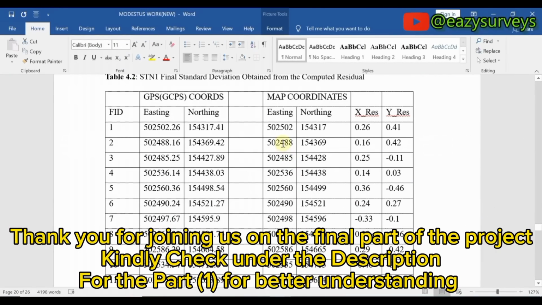So this is where I computed using Excel. On your Excel sheet, this is the GPS coordinate from ground surveys I obtained. This is serving as the reference data.